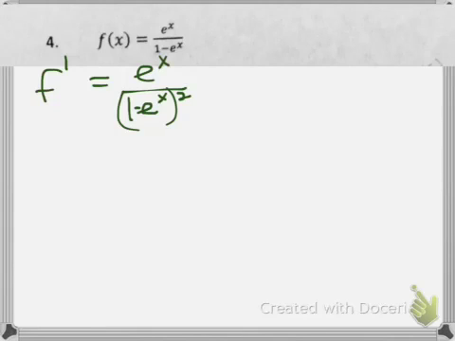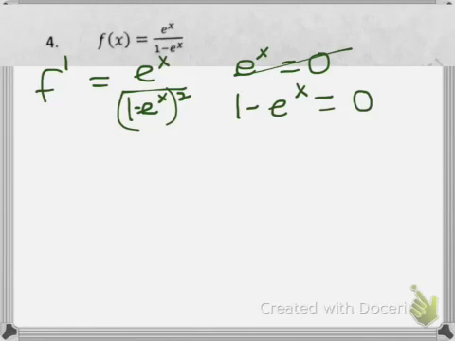Okay, and now what? Set the numerator equal to 0. When does e to the x equal 0? Never, so that doesn't give you any. And when does the denominator equal 0? So you have 1 minus e to the x equals 0. 1 equals e to the x. So e to the what equals 1 would be 0. So my critical number is 0.